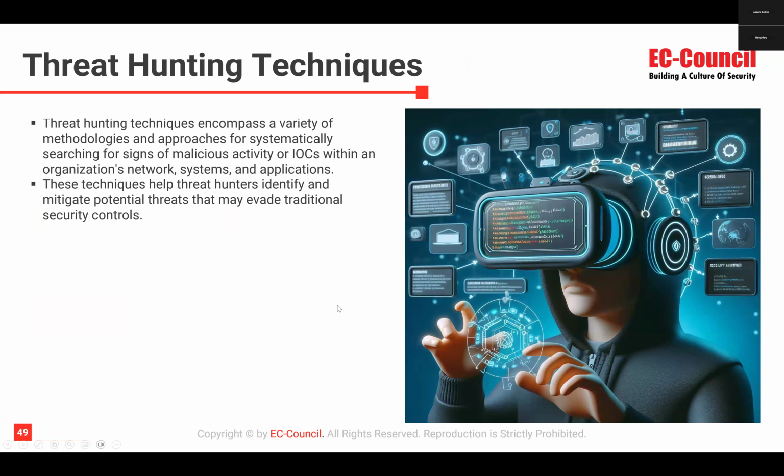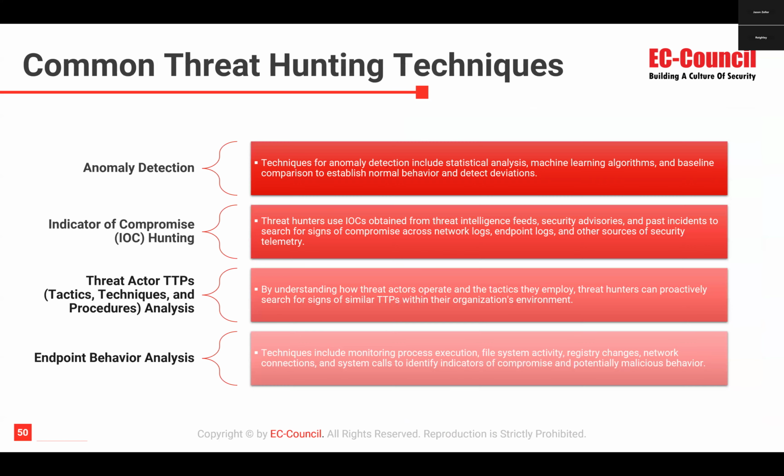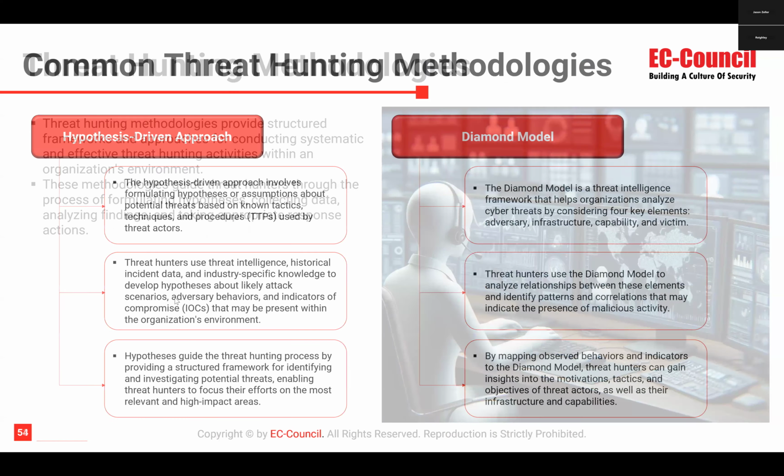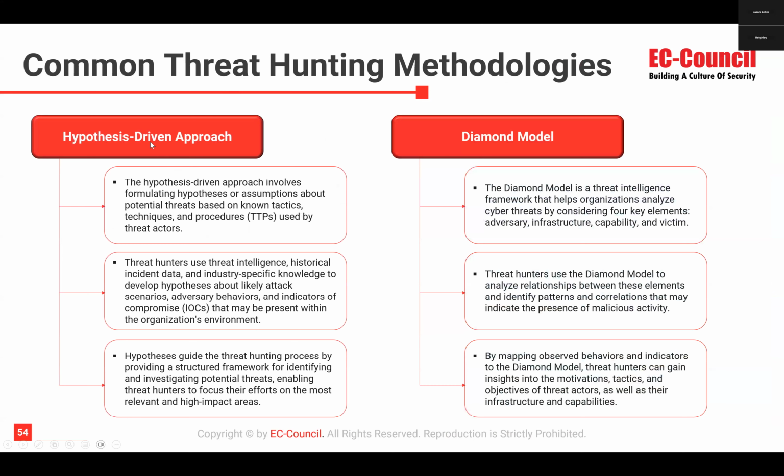So the technique for doing that kind of stuff is to systematically look and search for signs of malicious activity, those indicators of compromise, and make sure potential threats that may evade traditional security utilities are found. Literally all the same words that we've used all along here. The methodology in which they will do that is by a hypothesis. They have an idea of how they're going in, or a historical incident, or some kind of industry-specific knowledge in order to develop some thought about what a likely attack scenario might be.